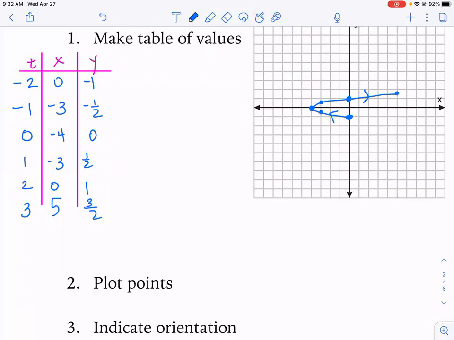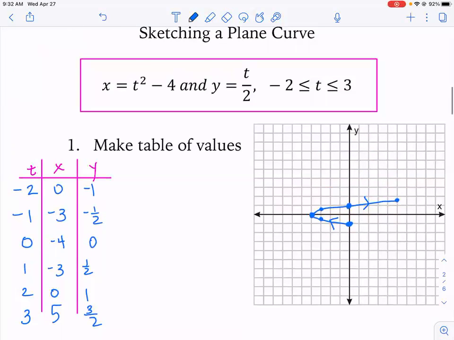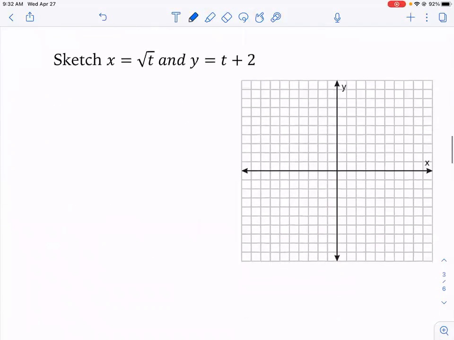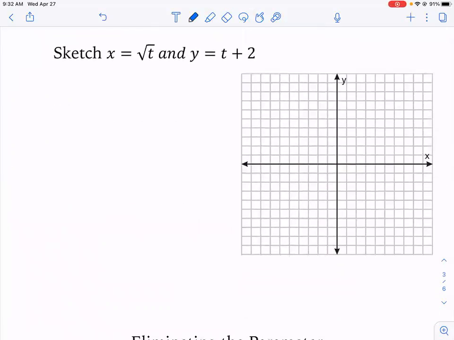Okay, now in this problem, I gave you start at -2, stop at 3. Here's our second example. Do I give you that? No, write down your second example here. And I want you to start thinking about where we should begin our T, X, Y chart.